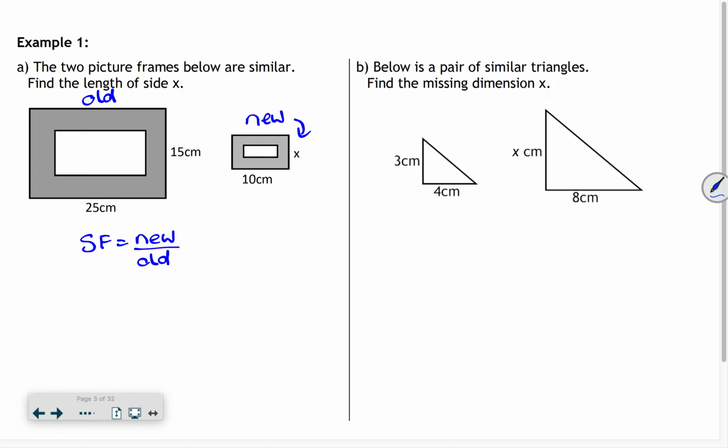Before I work out what x is, we need to go to the sides that we know things about. Well, I know about the 25 and the 10. So go to the new object, so it's going to be 10 over the old length on the old object, which is 25. So 10 over 25, simplify that down, and you just get 2/5. So that's us done the first bit, working out the scale factor.